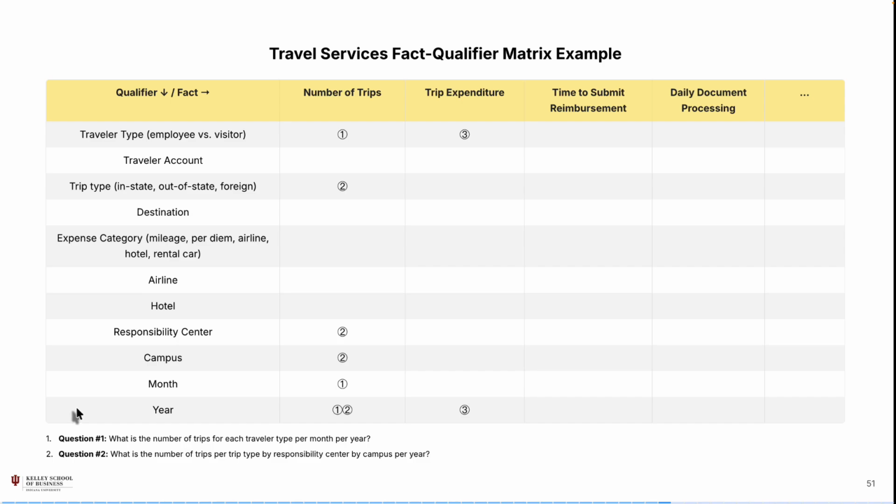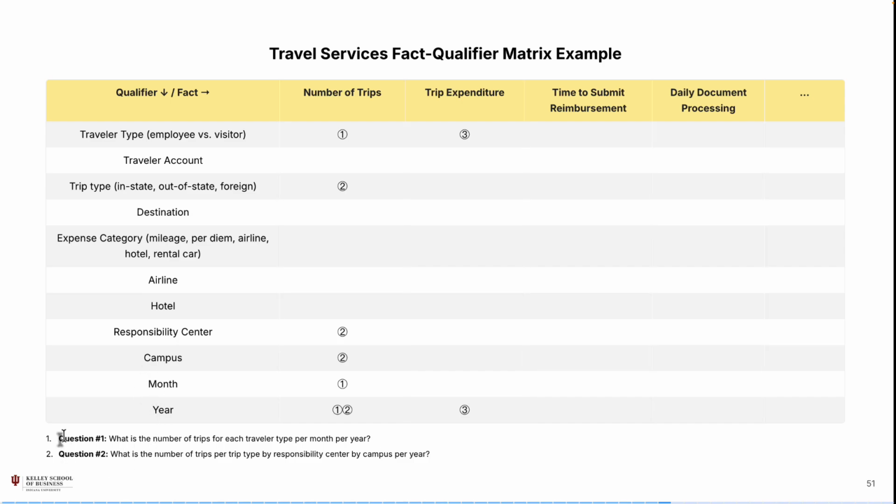So in the travel service Fact-Qualifier Matrix, facts are the columns here. So we have number of trips, trip expenditure, the time to submit reimbursement, and also processing time. And the qualifiers here are the rows. So here we have the types of different travelers, the account of the traveler, the type of the trip, the destination, the expense category, the airline, hotel, campus, and also the month and the year.